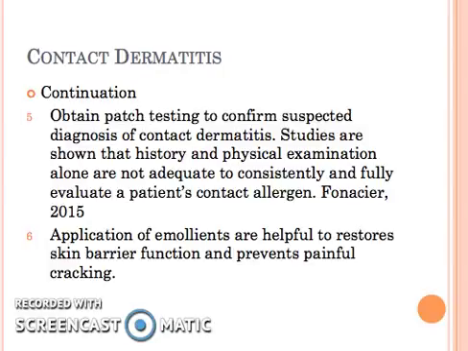Obtaining a patch test to confirm the suspected diagnosis of contact dermatitis may also be done. Studies show that history and physical examination alone are not adequate to consistently and fully evaluate a patient's contact allergen. Applications of emollients are helpful to restore skin barrier function and prevent painful cracking.